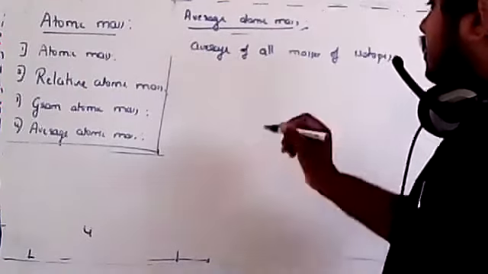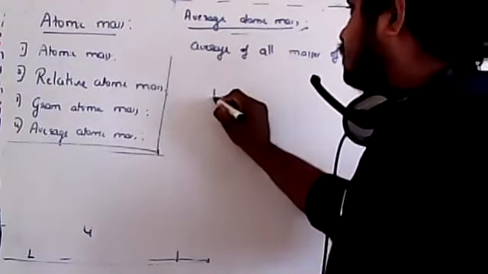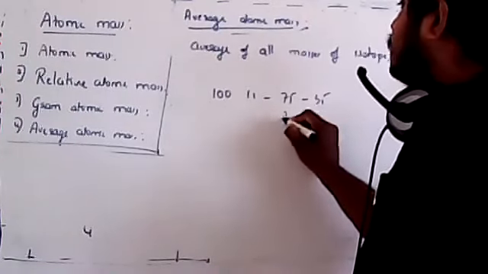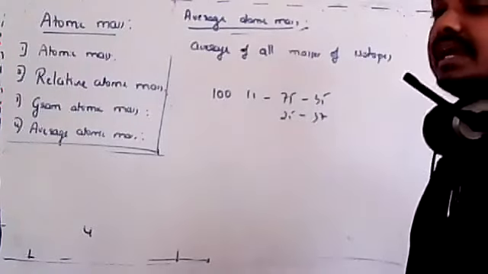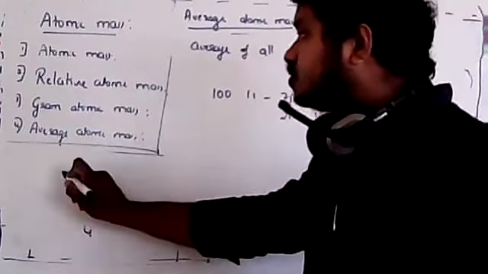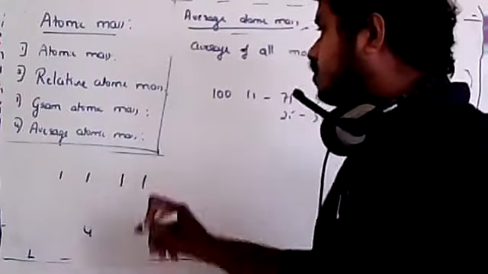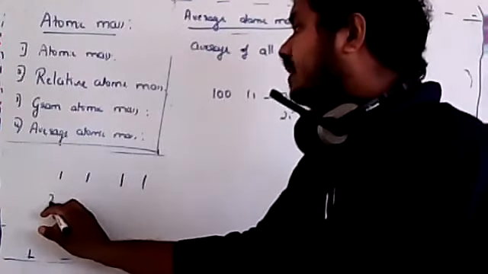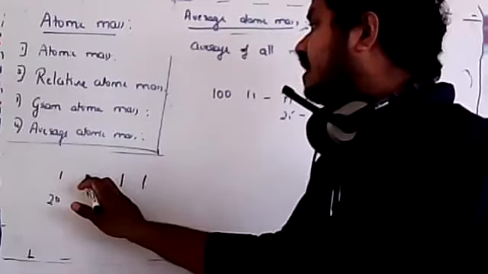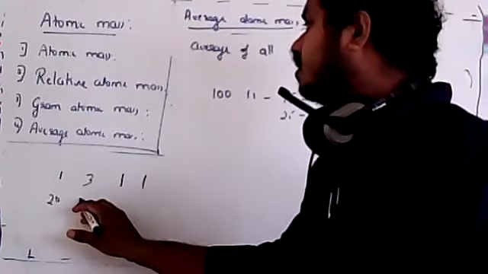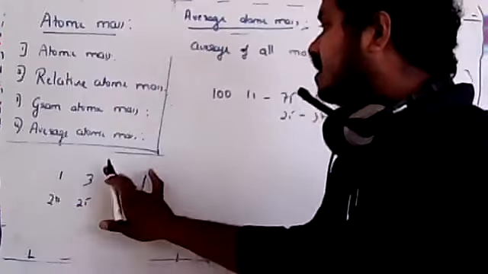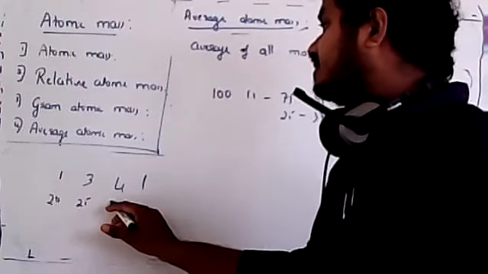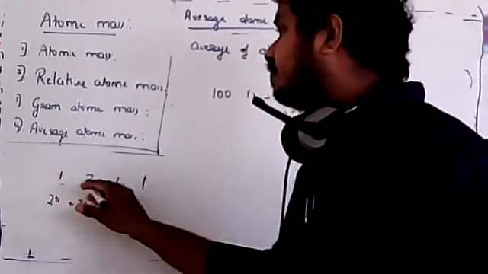What I'm telling here is, if you take 100 atoms of chlorine, out of that 75 are having 35 weight and 25 are having 37 weight. In that case, I cannot just add it. It's like exams: if you got 20 marks in one exam, 25 marks in each of 3 exams in the second term, and 27 marks in each of 4 exams in the third term, you just cannot add the numbers directly.